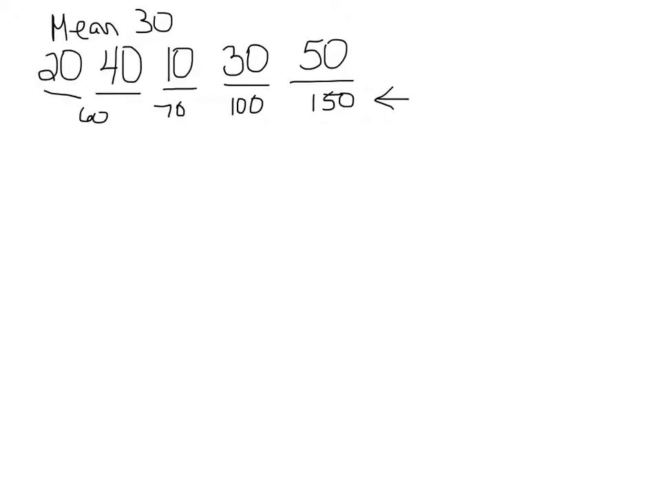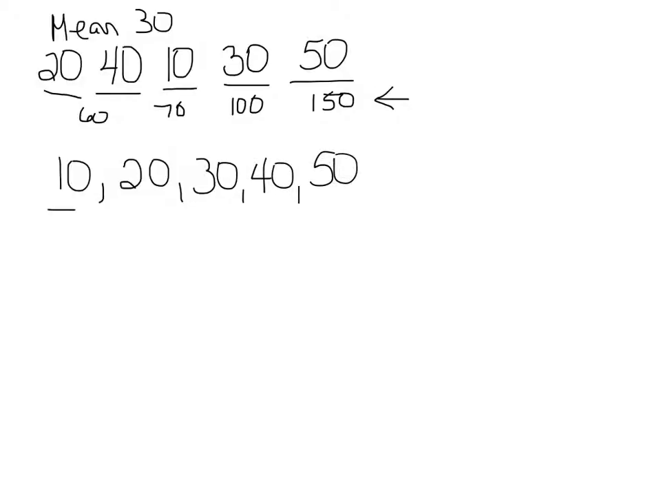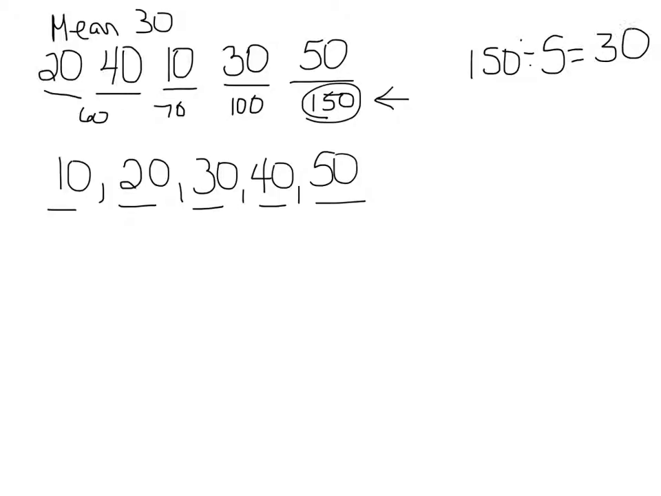Okay, so here are my numbers, my set of data: 20, 40, 10, 30, and 50. It's always nice if you write them in order: 10, 20, 30, 40, and 50. Again, I have 5 pieces of data, 1, 2, 3, 4, 5 pieces of data. And if I add these up, I get 150. If I divide 150 by 5, because there's 5 pieces of data in there, it equals our 30.